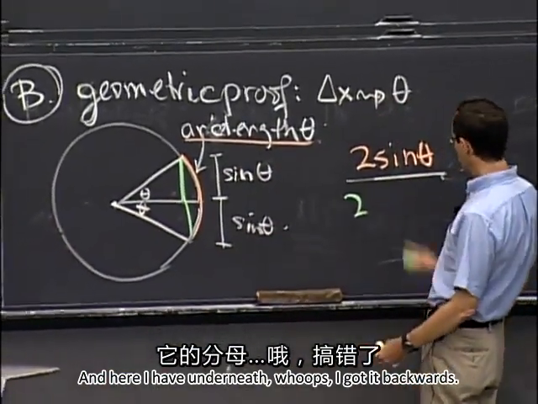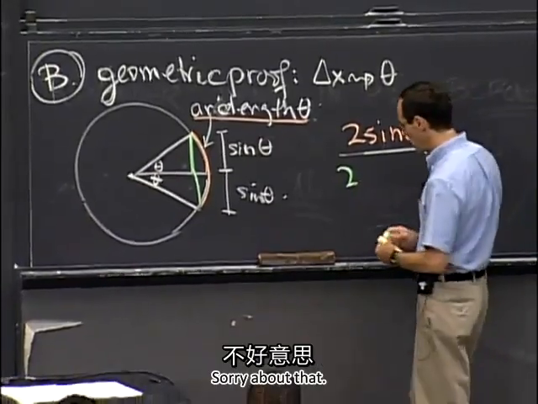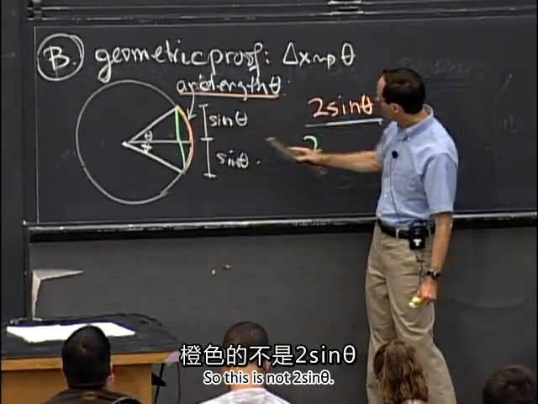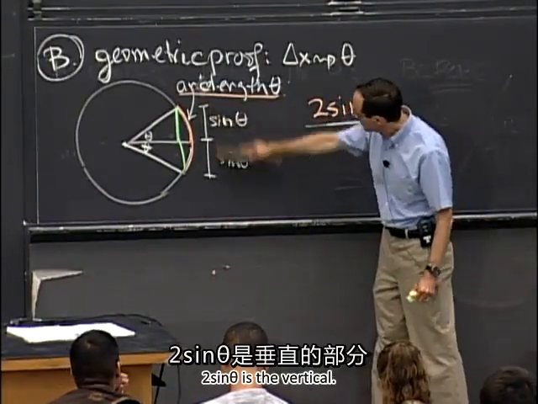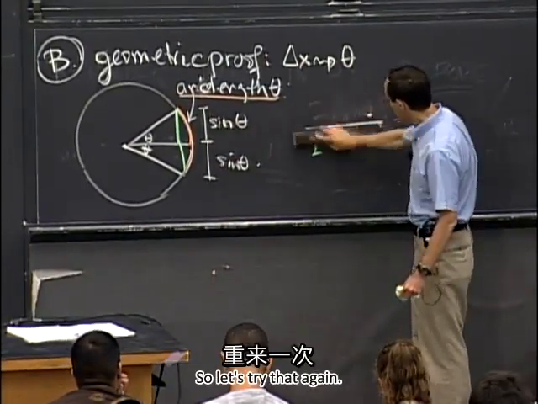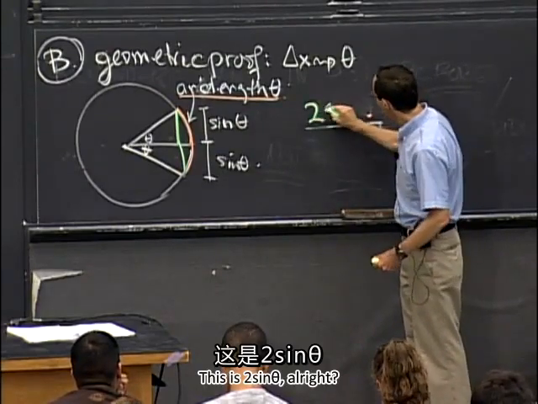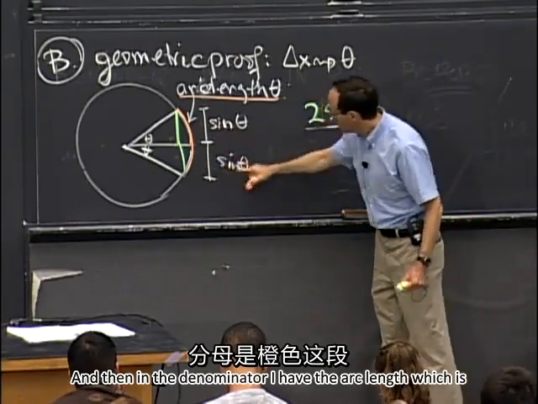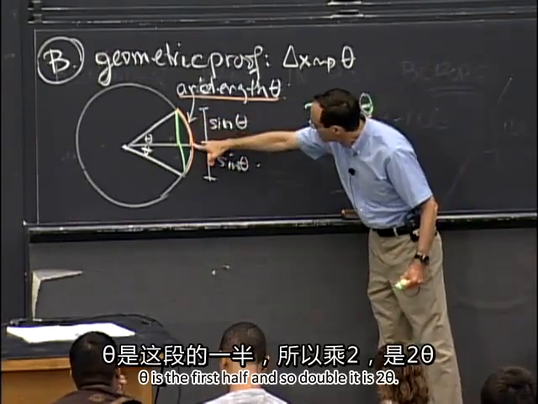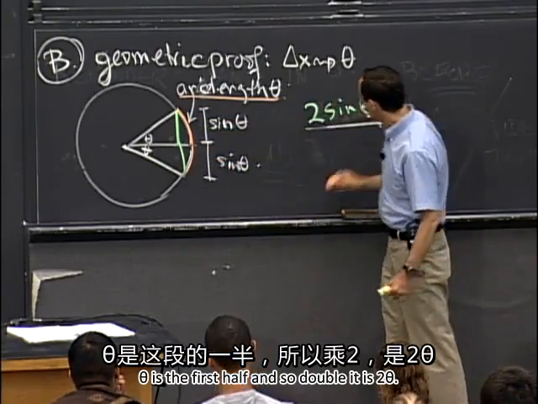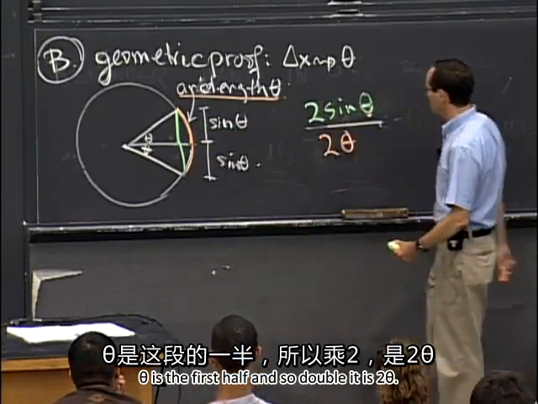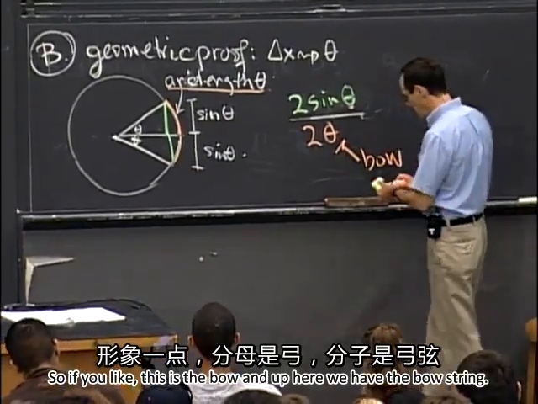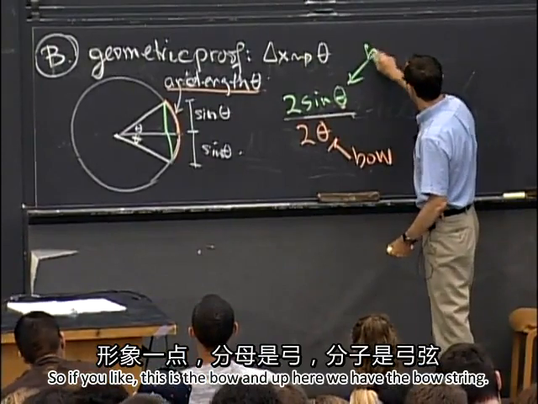2, whoops, I got it backwards. Sorry about that. Trying to be fancy with the colored chalk, and I have it reversed here. So this is not 2 sine theta. 2 sine theta is the vertical. That's the green. So let's try that again. This is 2 sine theta. All right. And then in the denominator, I have the arc length, which is theta is the first half, and so double it is 2 theta. All right. So if you like, this is the bow, and up here we have the bowstring.